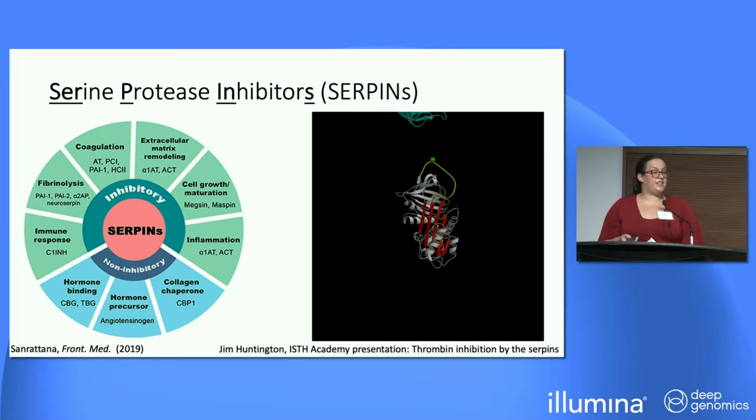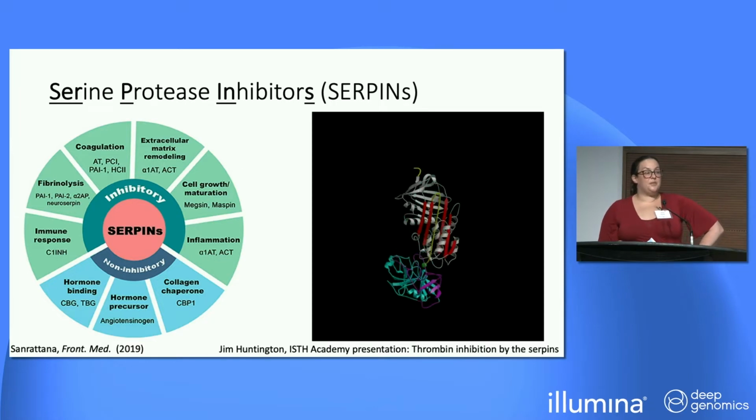So the serine protease will attempt to cleave this reactive center loop, but it will fail to do so. Before the acyl intermediate can be resolved, the RCL inserts itself into that central beta sheet. And now in this mousetrap mechanism, we have an inactive SERPIN and an inactive serine protease.